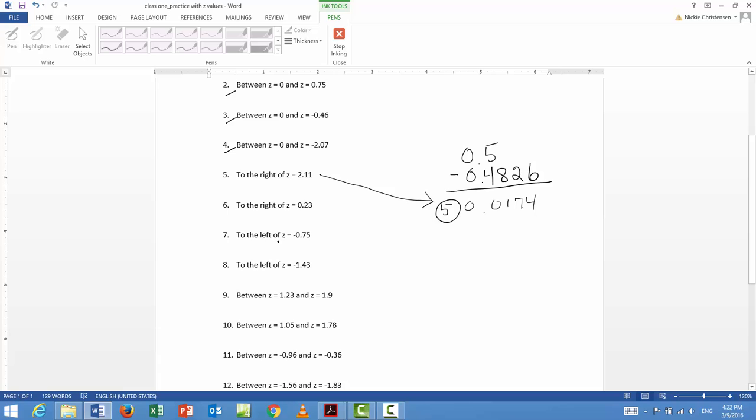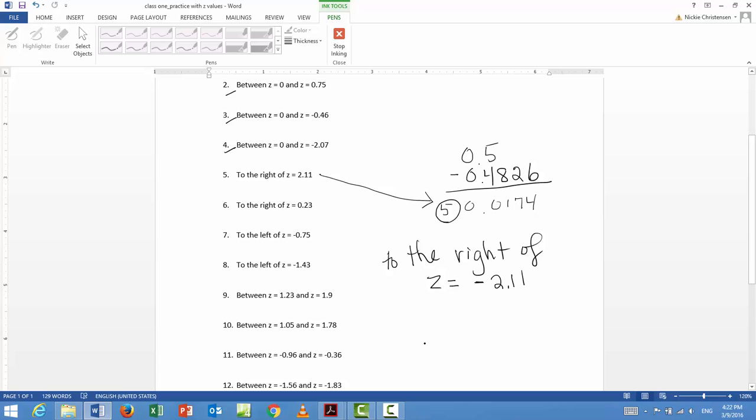To the left, actually, let's squeeze in an extra one here. This is not one that's on the worksheet. Let's do to the right of z equals negative 2.11.